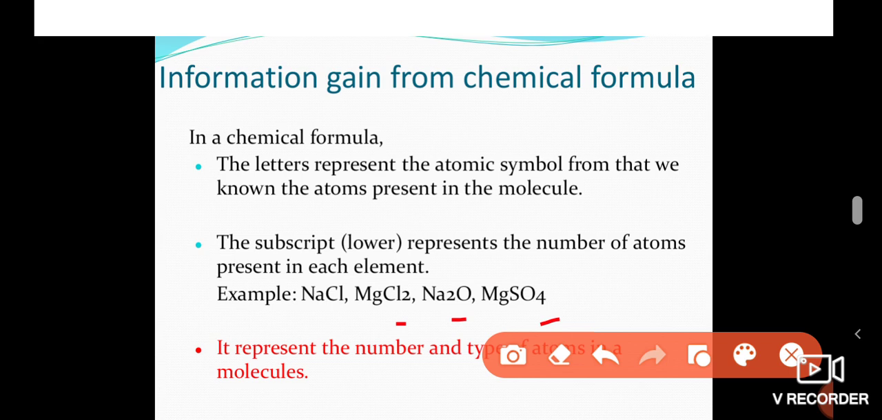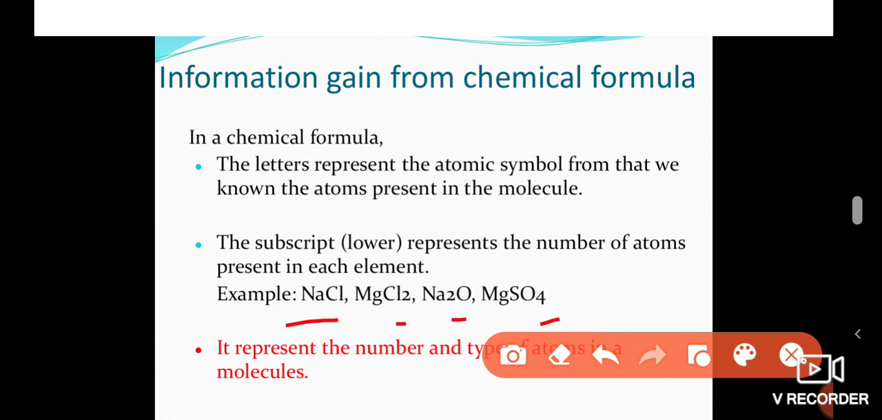For example, the first case, NaCl. Na has no number after it. Cl also has no number after it. That denotes only one sodium atom is there, and only one chlorine atom is there. Okay.